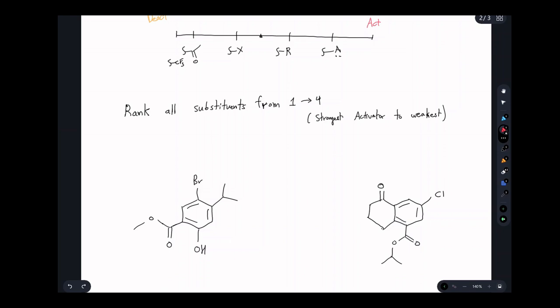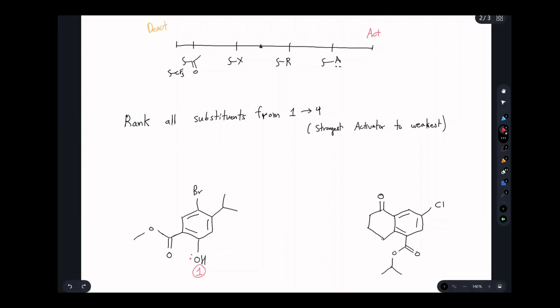Let's go through it. So the strongest activator is definitely going to be the hydroxyl group, right? It is the atom that has a lone pair directly connected to the ring. Remember that bromine does as well, but it's the exception. It is a weak deactivator, right? The OH fits this rule of having a lone pair directly connected. Okay, that's great. Next would be the alkyl group. The alkyl group is a weak activator, and there are no other strong activators on the ring.